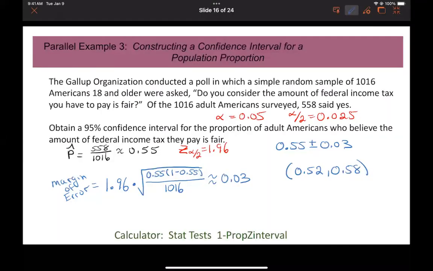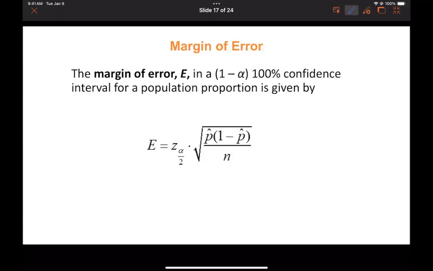1-PropZInt saves you a lot of work, even though, I don't know, there's some kind of elegance in calculating it yourself. I don't know why, it makes me happy. I'm weird. We knew that though. Okay, so this is it. It's just putting it on a nice piece of paper all by itself, calculating the margin of error. And it is just the critical value multiplied by the standard deviation. That's it. That's all we got there.